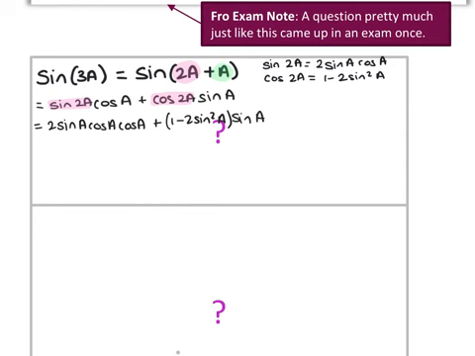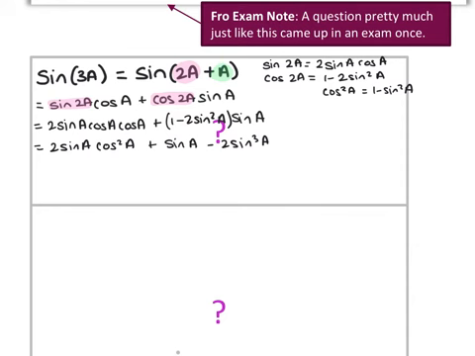Now I'm going to expand and simplify. So 2 sine a, and then cos a is in fact cos squared a. Now we actually know that cos squared a equals 1 minus sine squared a, so I'm going to substitute that in a second. And then I'm going to get plus sine a minus 2 sine cubed a. And that's by expanding 1 times sine a and minus 2 sine squared times sine a.